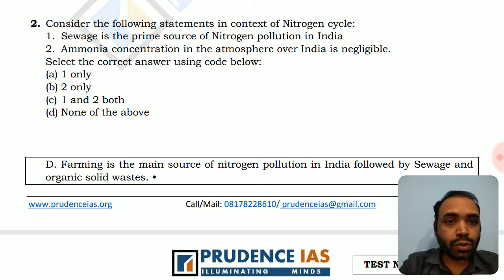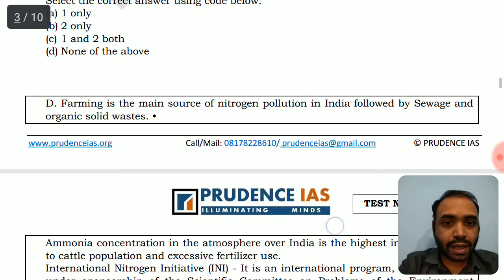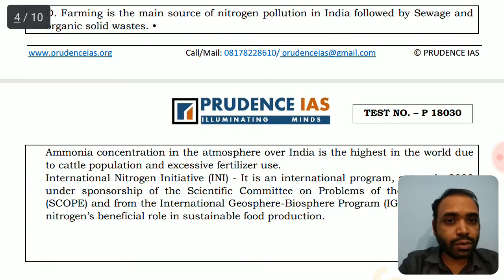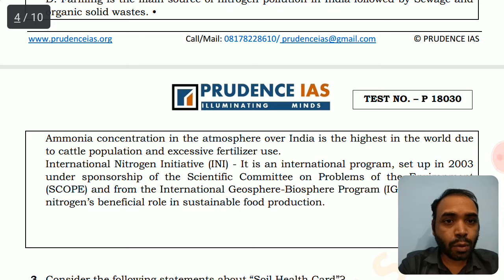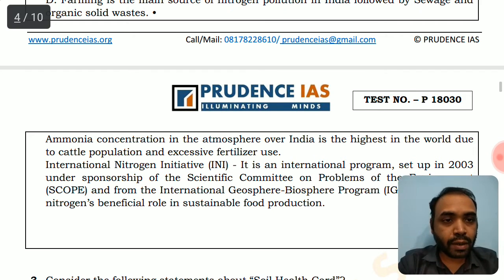The farming is the main source of nitrogen pollution in India, followed by the sewage and organic solid waste. So the ammonia concentration in the atmosphere over India is the highest in the world due to cattle production and excessive fertilizer use. Both these main reasons, cattle population and excessive fertilizer use, are contributing to the excess ammonia concentration over the atmosphere of India, and this is going to pose future climatic hazards to our country. So this should be a key issue of current affairs also.